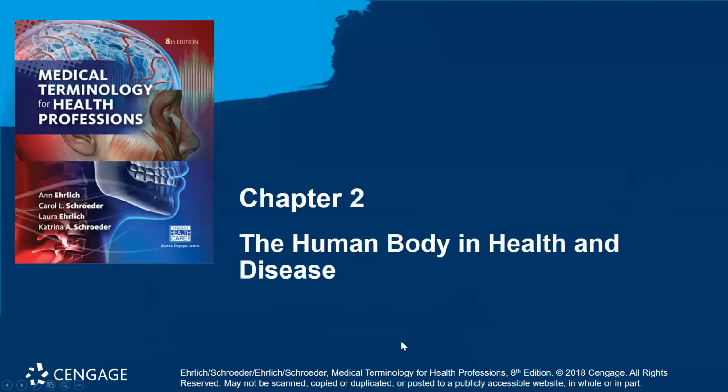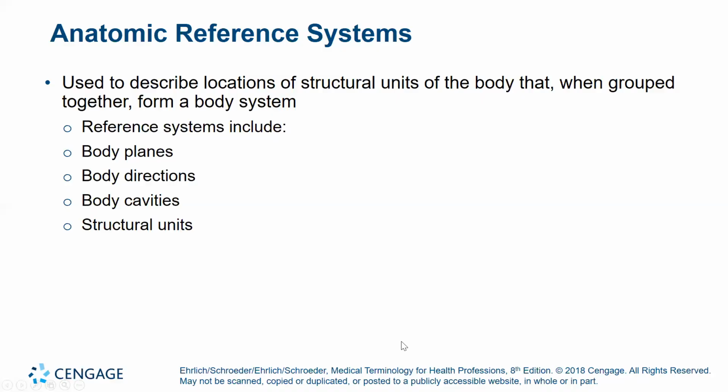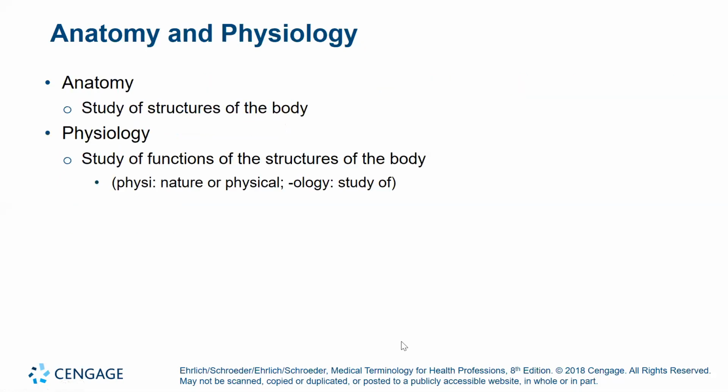So Chapter 2 is the human body and health and disease. In this chapter, they talk about the anatomic reference systems. The reference systems include body planes, body directions, body cavities, and structural units. We'll be going through each one of these throughout the PowerPoint.